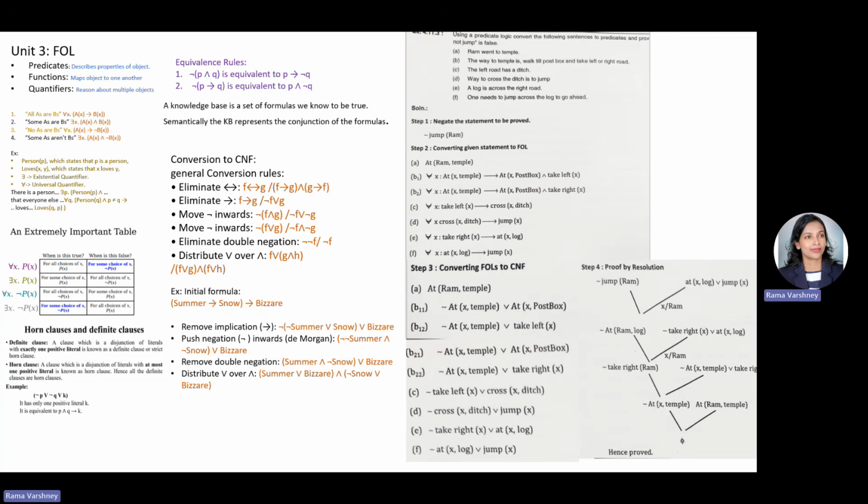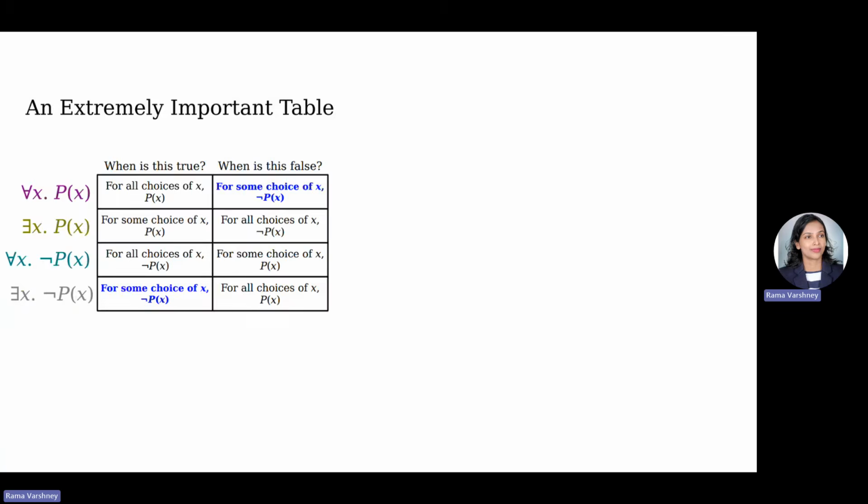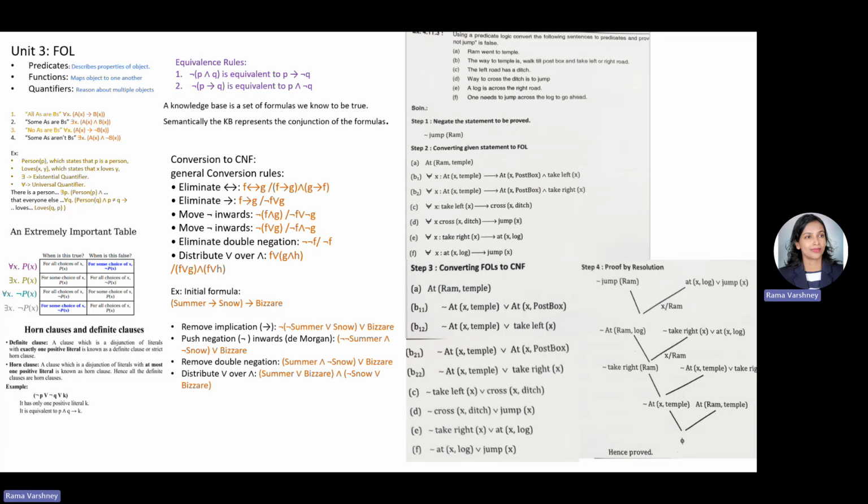Now at X temple, take right, done. At X temple, at Ram temple. This is the first statement, at Ram temple. This is the negation, hence proved. That's all, this is a simple one, but sometimes we get confused about which one to take first and how to convert it into CNF form. So you can go through it one more time in detail if you want. Yeah, that's all from my end.